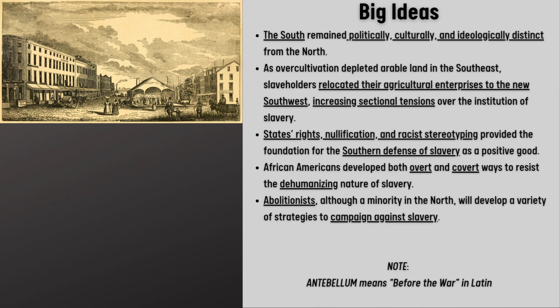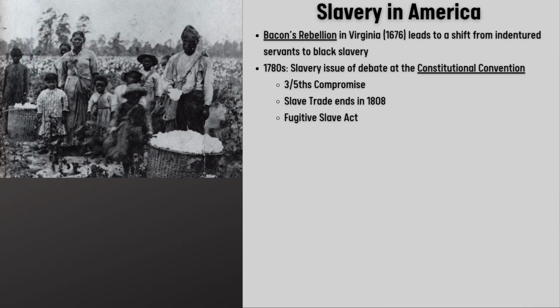The foundation for defending slavery in the South centered around states' rights, nullification, and racist stereotypes. These ideas were used to justify slavery as a, quote, positive good in Southern society. However, resistance existed. African Americans found ways, both overt and covert, to resist the dehumanizing nature of slavery. Their resilience is a testament to the human spirit's desire for freedom and dignity.